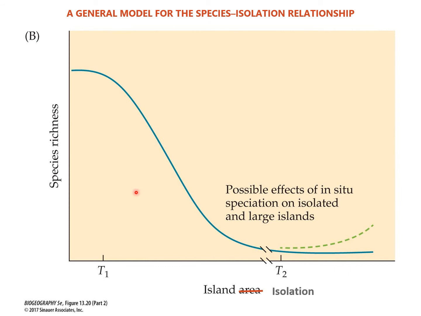Similarly, if we're looking at this, oh yeah, I forgot, I should mention, there's a typo on this figure from the textbook. This should say isolation here, so a general model for isolation. As isolation increases, you get a decrease in species richness. However, if you get to a certain point, then you start to see an increase in species richness if you have enough isolation.